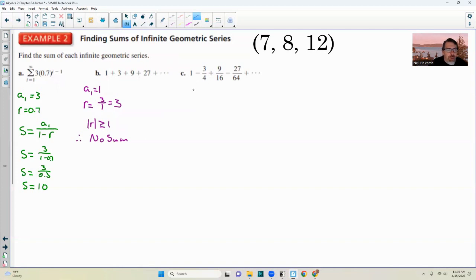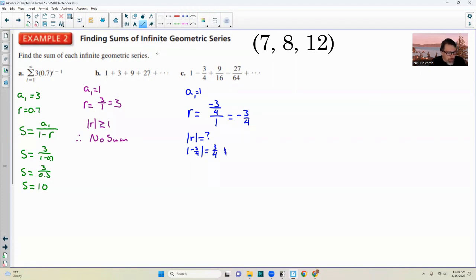Wasn't thinking. All right, so anyway, here's the next one. First term, 1. R is the second term, negative 3/4, divided by first term, 1. Negative 3/4 divided by 1 is simply negative 3/4. Okay, now I've got to think about that. What is the absolute value of r? Well, the absolute value of negative 3/4 is 3/4. And it is less than 1.